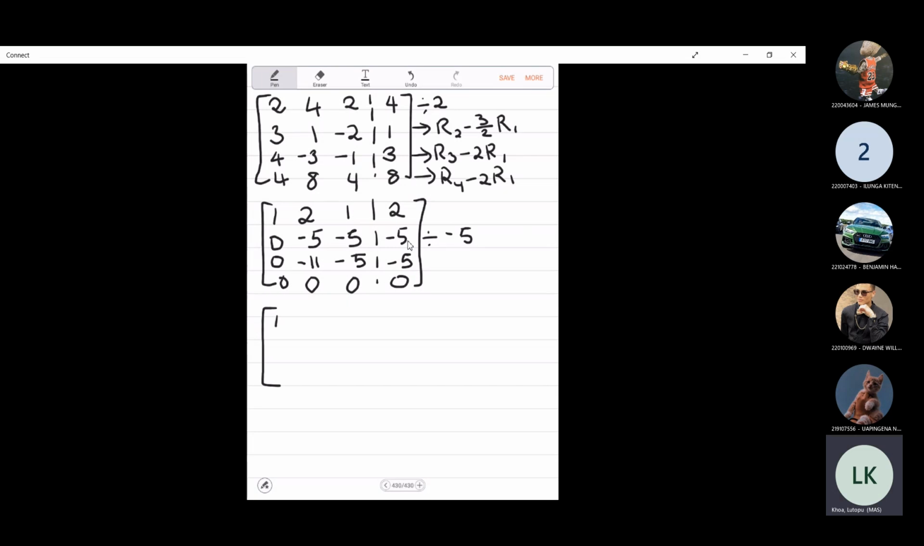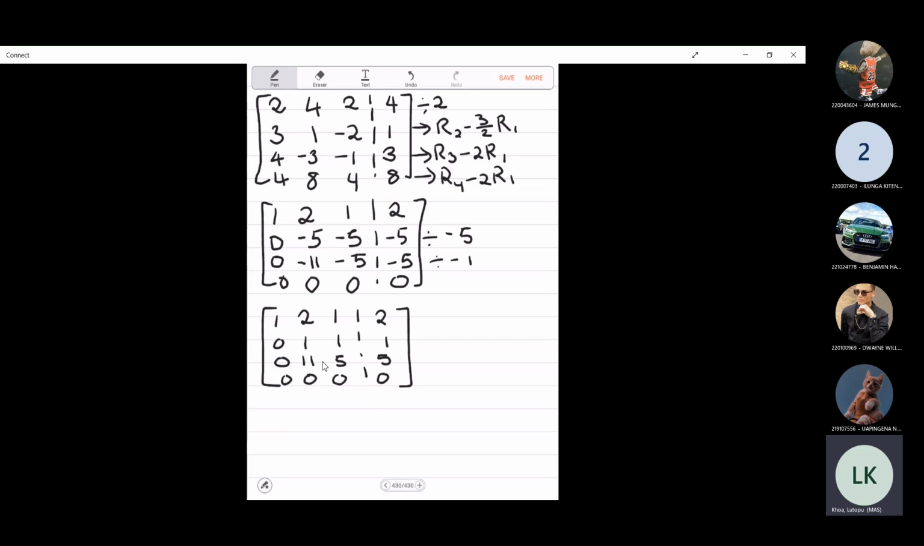Yeah, 1, 2, 1, 2 there. 0, 1, 1, 1. And even this one here, we can divide it by negative 1. So divide this by negative 1. So this is 0, 11, 5, 5, 0, 0, 0, and 0.